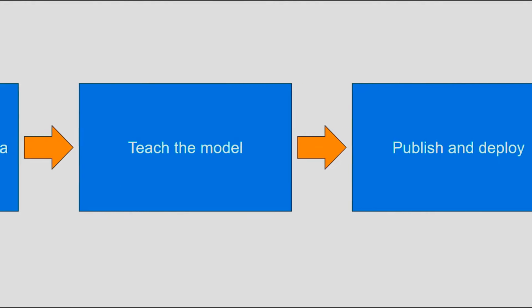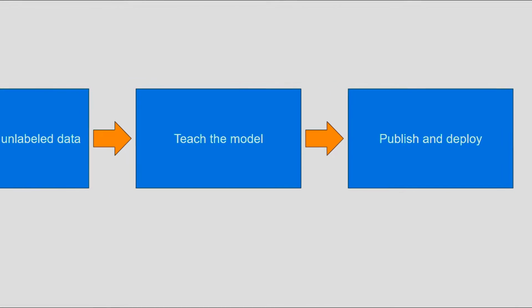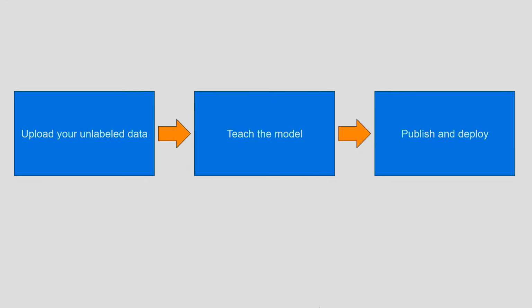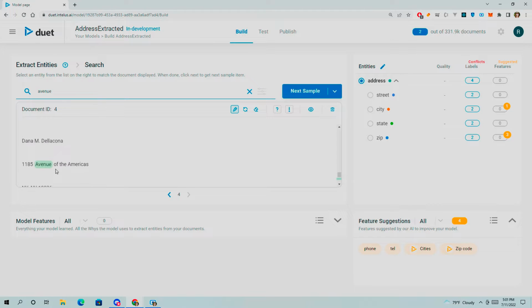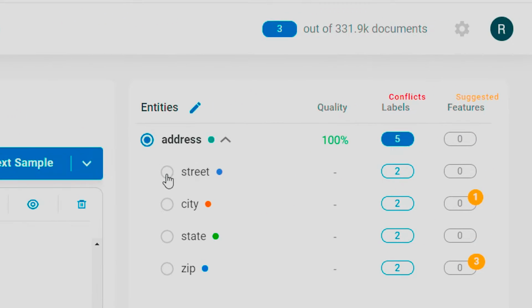Third, deploy your model. This video will show you how to assess your entity extraction model quality while engaging in the second step of teaching your model. We will use the US address extractor as an example throughout the video. As you teach Duet the semantics of your US address extractor, the top right of the page will update to reflect the total number of documents that you've labeled thus far.